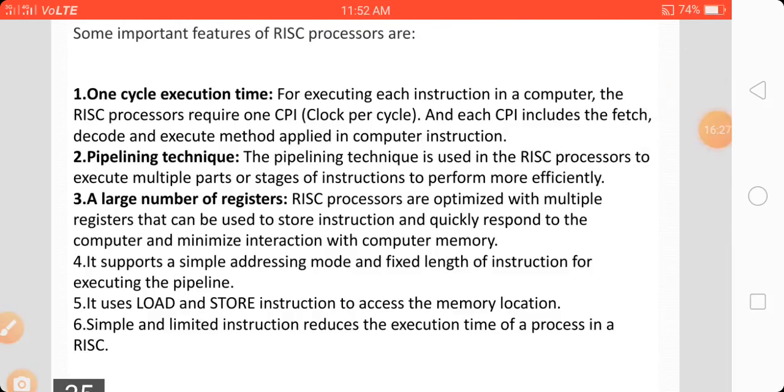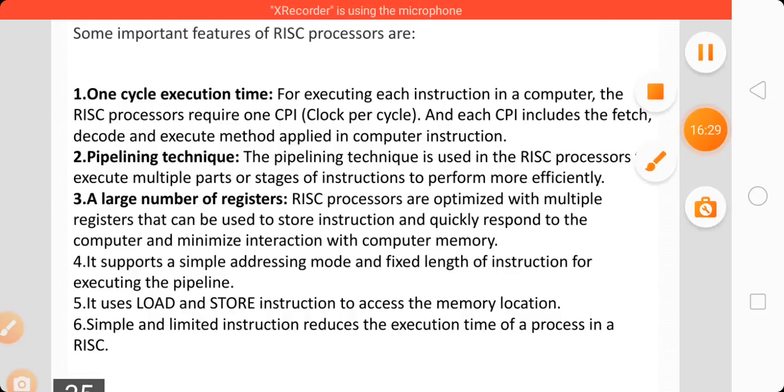Okay, so that's it about the RISC architecture. In the next lecture, we will study the CISC architecture.